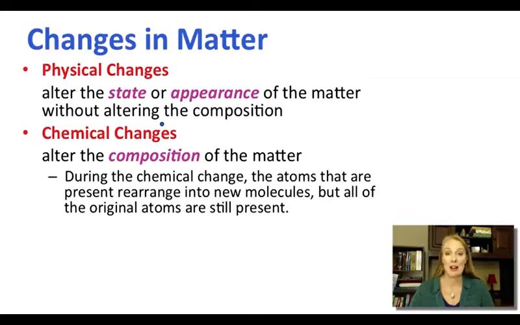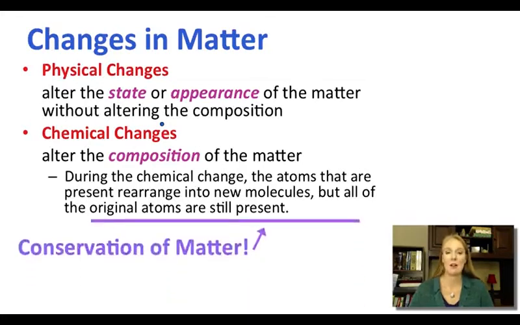In a chemical change, the composition of the matter is altered. During the chemical change, the atoms actually change partners. They rearrange to form new molecules, but all of the original atoms are still present, and that is called the law of conservation of matter. So the atoms can react and form bonds with other atoms, but the total number of atoms in the reaction doesn't change.